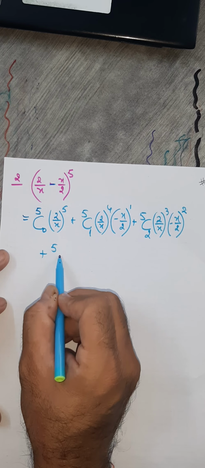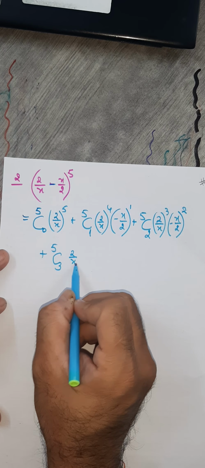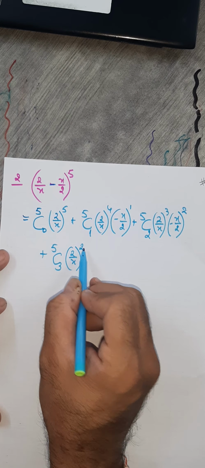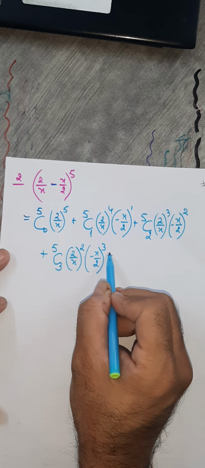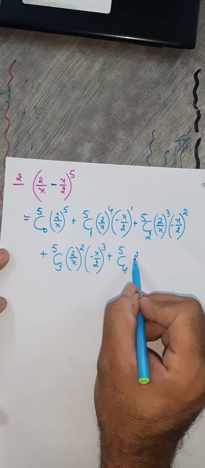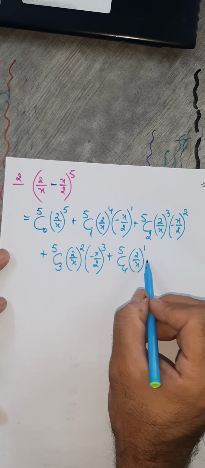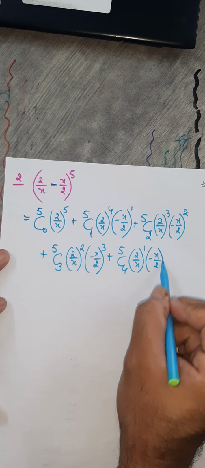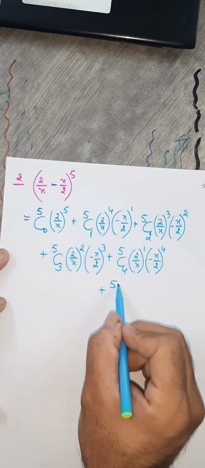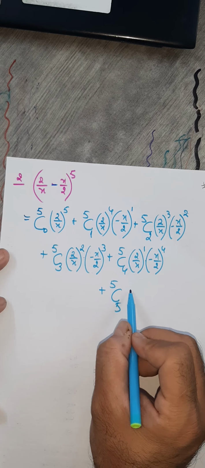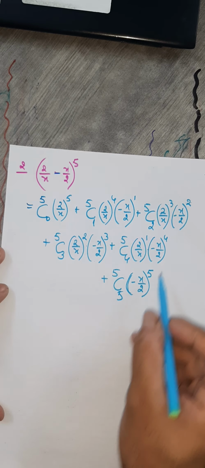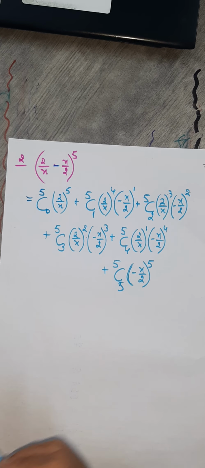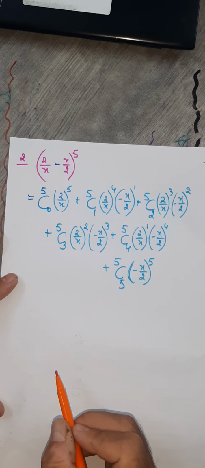Plus here 5c3 into (2 by x), now we are going to decrease, raised to 2, into (minus x by 2) the whole raised to 3. 5c4 (2 by x) raised to 1 and (minus x by 2) the whole raised to 4. And finally the last term 5c5, here the power will be 0, so (minus x by 2) the whole raised to 5. Power of this one is 0, here 5. So this is the binomial theorem.